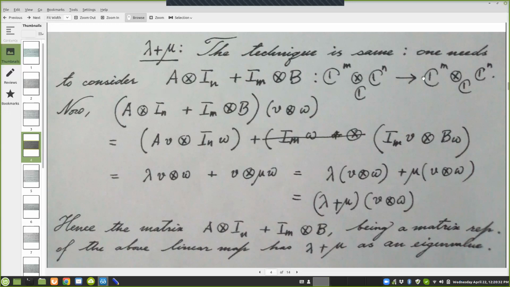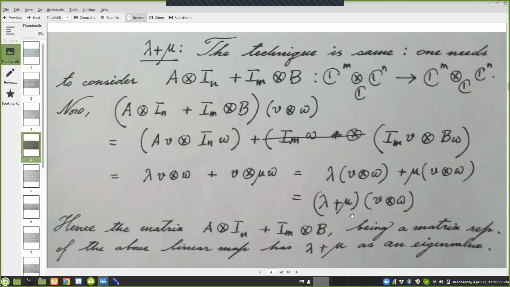Now it is very easy to see that this applied on v tensor w is this plus this. Hence, from here we get lambda v tensor w and v tensor mu w. Using bilinearity, we get this. And already we know that v tensor w is non-zero. So thus this linear operator has lambda plus mu as an eigenvalue.